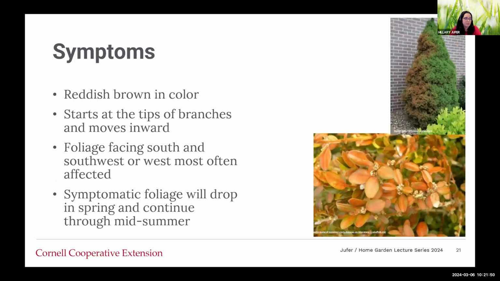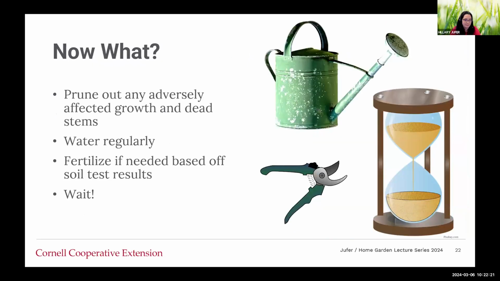The symptoms for this is normally a reddish brown color on the foliage that starts at the tips of the branches and moves inward. Usually the foliage facing south and southwest or west is more often affected, and the symptomatic foliage will drop in the spring. You might see it in the spring, you might even see it in midsummer. It's not something that you're going to see right away most of the time, and it could continue to be problematic. So you have some damage.